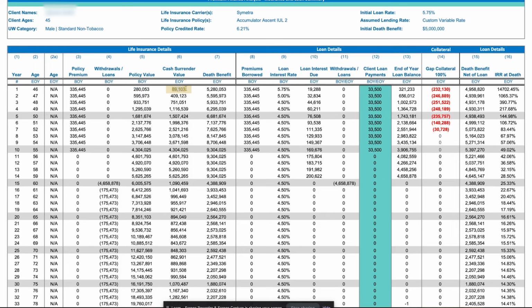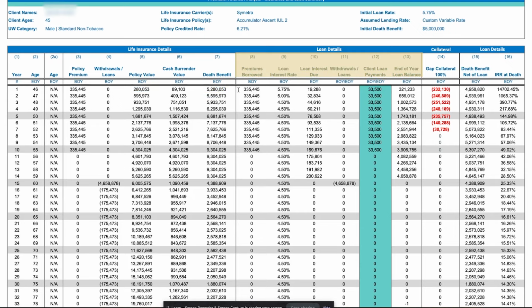Column 6, cash surrender value, is the portion of the policy that the lender is able to take as collateral for the loan that they're going to provide you. That is their 30 days same as cash value each and every year in the policy. And then column 7 is the death benefit, the gross death benefit of $5 million plus the policy value of $280,000, which is why it says 5.28 at the end of year 1.